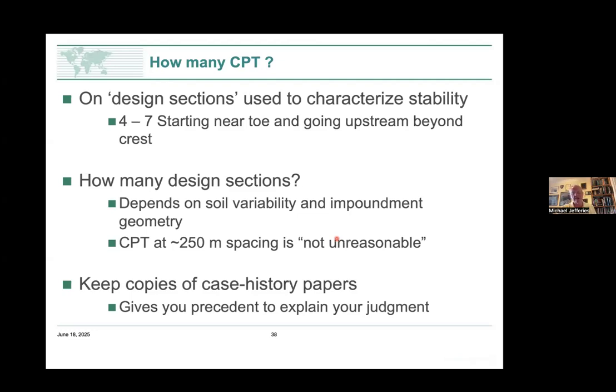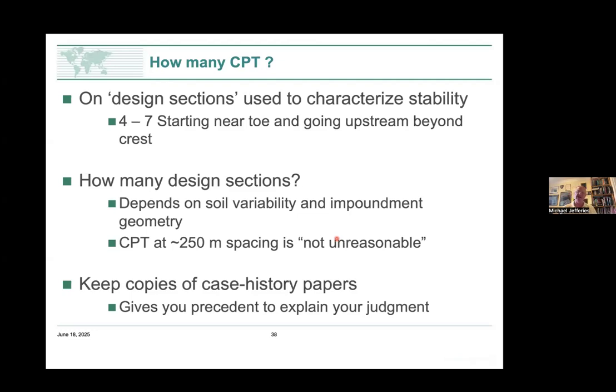What I've seen over my career is a lot of engineers have gone for something like 250 meters spacing between adjacent CPTs on tailings dams. What I suggest, what I've done, is you keep copies of case history papers. We have tailings conferences. Somebody will stand up in that conference and say, here's a report of progress on this impoundment, or this is how we analyzed this other impoundment. Those case history papers give you a precedent so you can explain your judgment and say, oh, well, this is what they used over there.